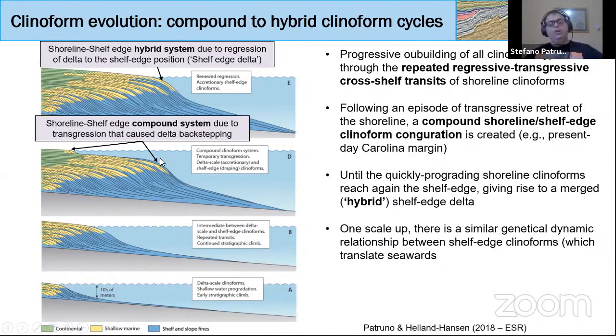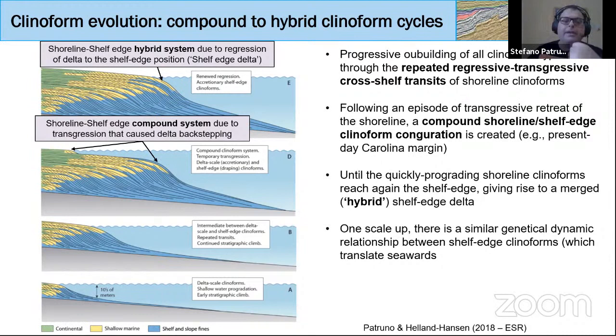The shoreline moves backward, backsteps, and the shelf edge, present here, starts to form a plastering passive clinoform at this time, while all the active deposition happens at the shoreline, tens of meters over here. But at the same time, it's able to cross the shelf very, very fast during the subsequent regressive cycle. And after a while, it will reach again the shelf edge location, forming a hybrid system. So that's the compound system, delta to shelf edge. This is a hybrid system where delta and shelf edge are together. They're joined together, they're married together again.